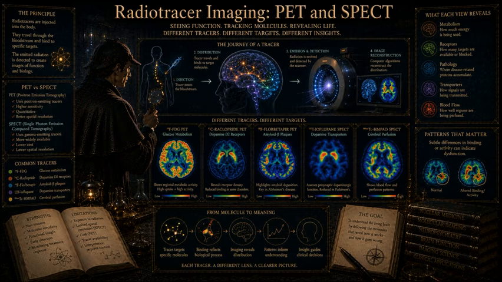But what about SPECT? Single photon emission computed tomography. The acronym itself implies a totally different physical mechanism. It is a fundamentally different approach, yeah. SPECT uses heavier radioisotopes, such as iodine-123 or technetium-99m. These isotopes do not emit positrons. So no antimatter. No antimatter.